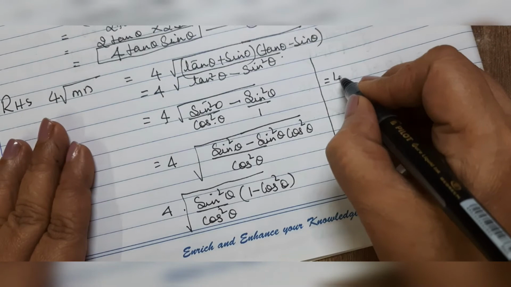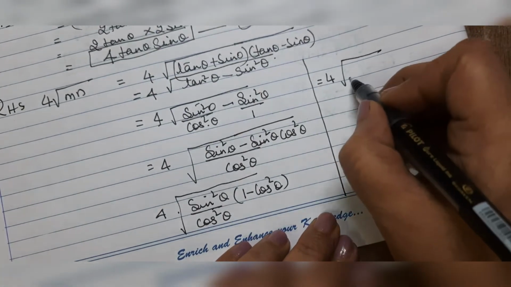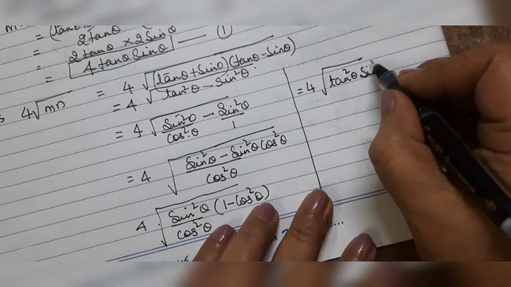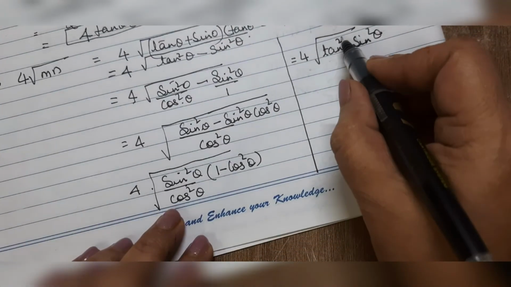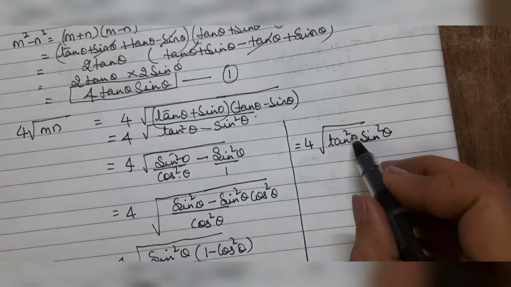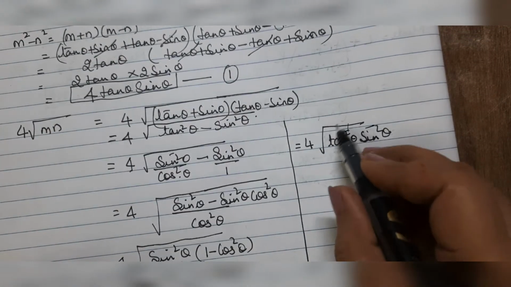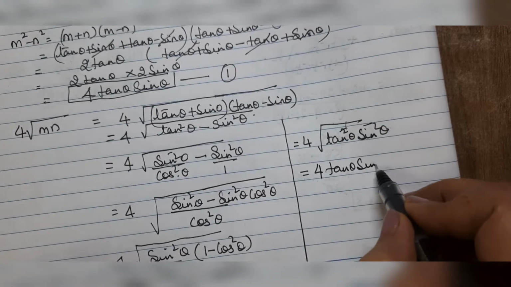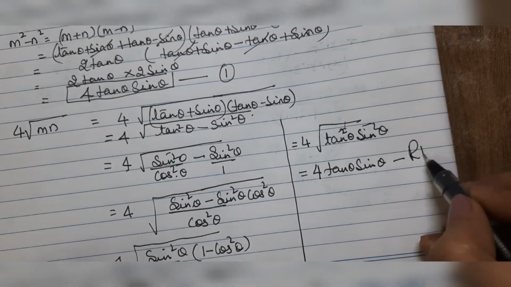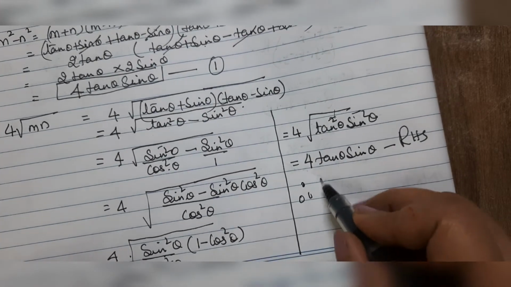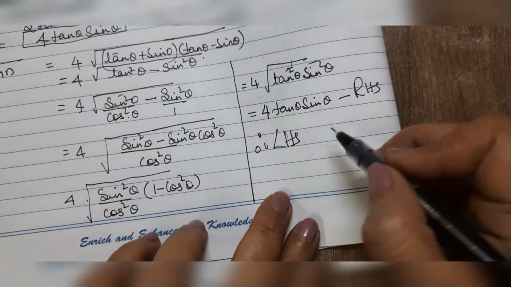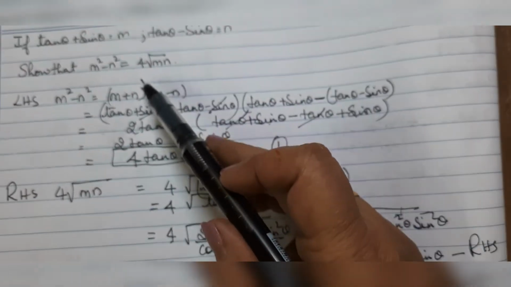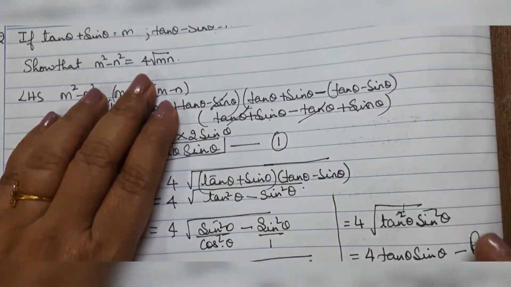So 4 square root of tan square theta into, see we got here multiplication. So here now these are individual, no plus or minus sign, these get cancelled. So we have 4 tan theta into sine theta. What is this? RHS. So therefore LHS is equal to RHS, or you can even write m square minus n square equal to 4 root m into n.